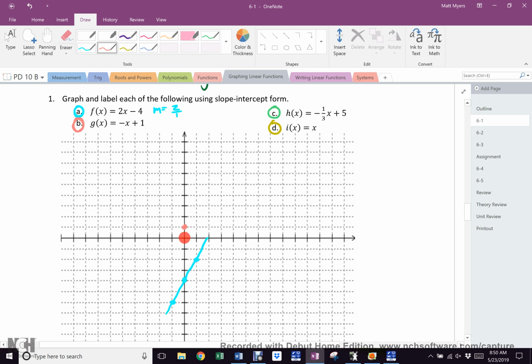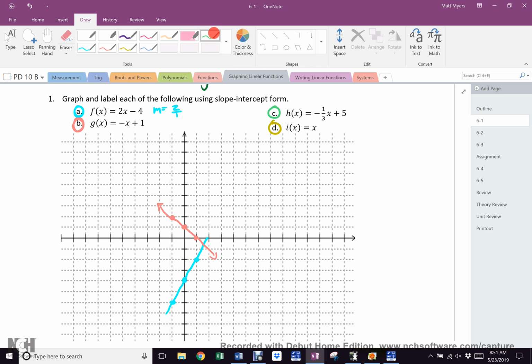Down 1 and right 1. Or up 1 and left. Could I go up 7 and left 7? Could I go down 73 and right 73? Yes. Does everyone understand? And I would draw my line with my little arrows. Yeah?